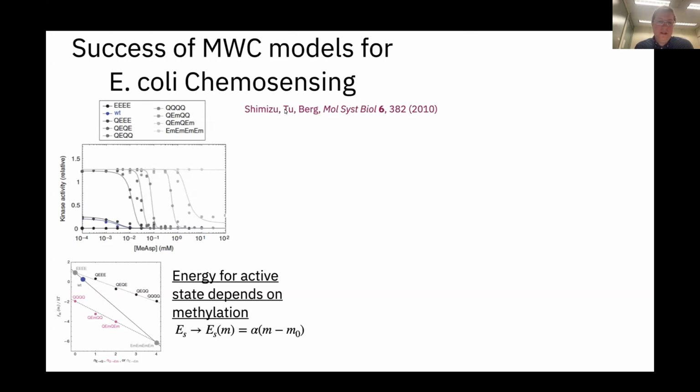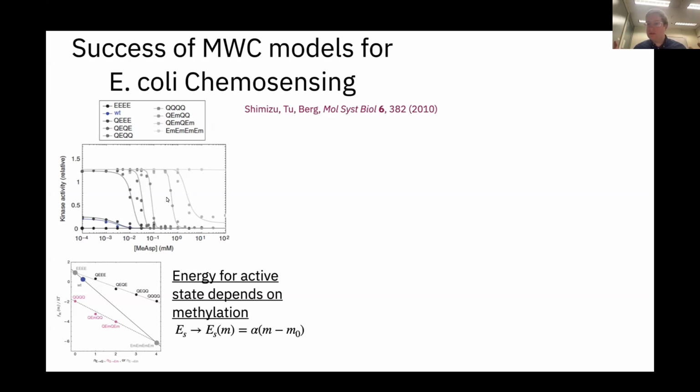So this is a paper from Yuhai and Howard Berg, now 15 years ago. And this measurement I'm showing you is the kinase activity, or the CheY-P response, which is measured using FRET, a fluorescence imaging technique. And they measure this as a function of the external ligand concentration. The different colors here are different mutants of E. coli, where they've knocked out the adaptation enzymes and fixed the methylation level of the receptors. As I told you before, methylation is the mechanism for adaptation, or shifting the response curves across a range of ligand concentration. And so this measurement very explicitly shows how this shift happens as the methylation changes in the receptors.